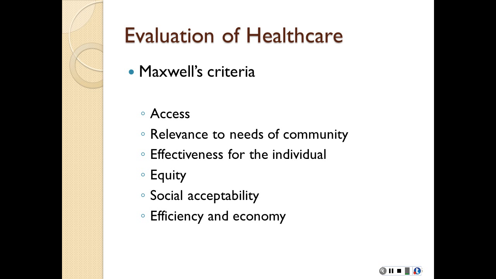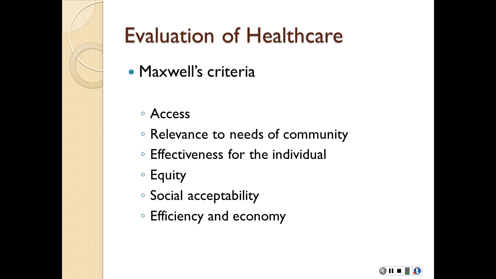These are the 6 things that have to be there for any quality healthcare service. So we have access. Can people access the system or service that you're talking about? Relevance to the needs of the community. So it's all good and well to put in a new orthopedic unit, but if the big problem in your community is heart problems and not orthopedic problems, there's really not a purpose of doing that, right?